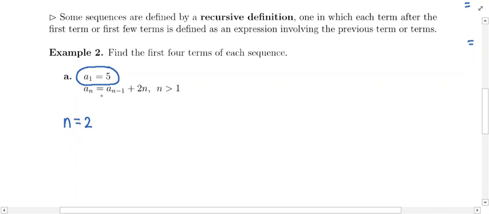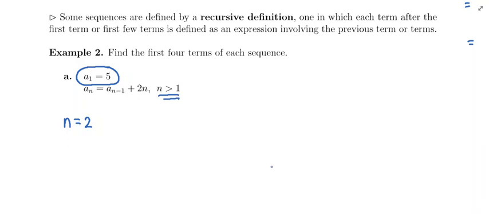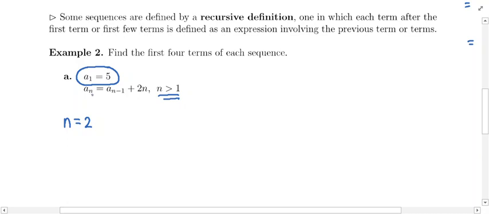So go to the formula here. This piece, that condition, is just telling you that the formula for a_n applies for n values that are counting numbers bigger than 1, so don't worry too much about that. Go to your formula. Everywhere you see an n, plug in 2. The subscript is n, so it's going to be a2, which equals a subscript n minus 1, so 2 minus 1, plus 2 times n, where n is 2.